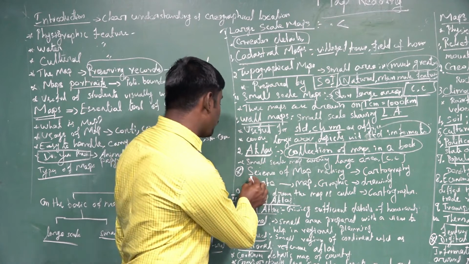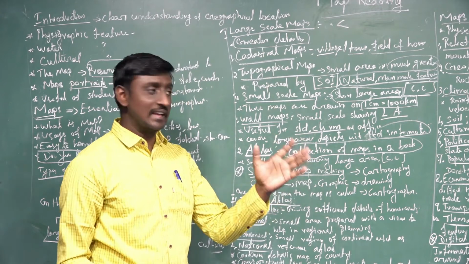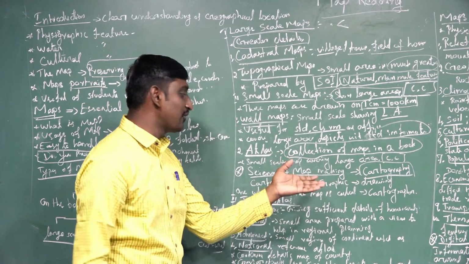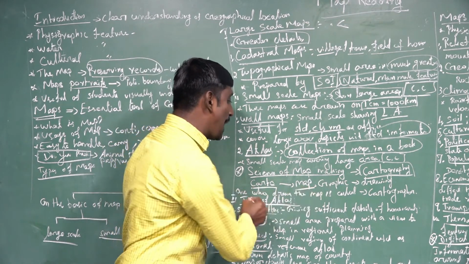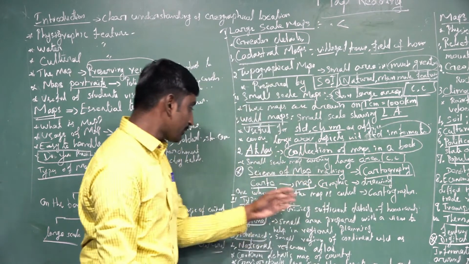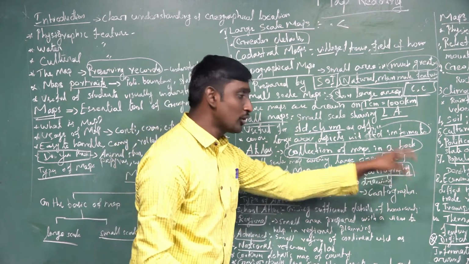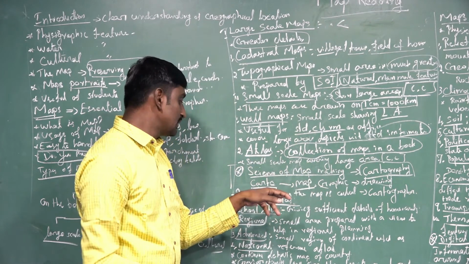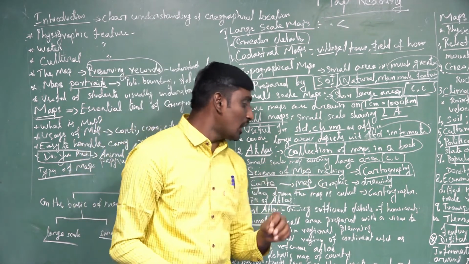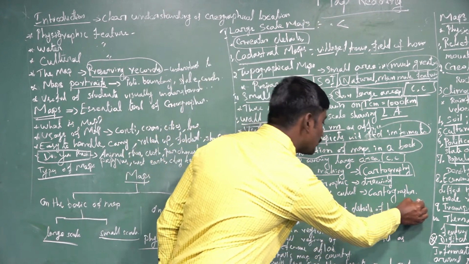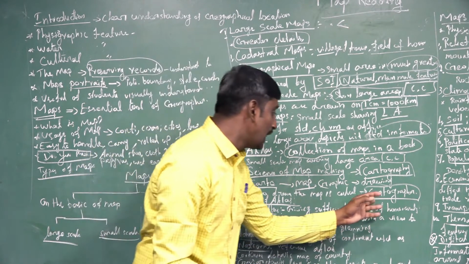The science of map making is called cartography. Carto, what does carto mean? Carto means map and graphic means drawing. Very important. The science of map making is called cartography. And next, the one who draws the map is called a cartographer.